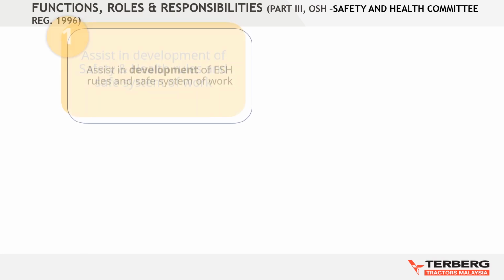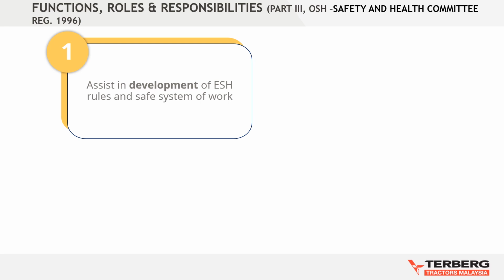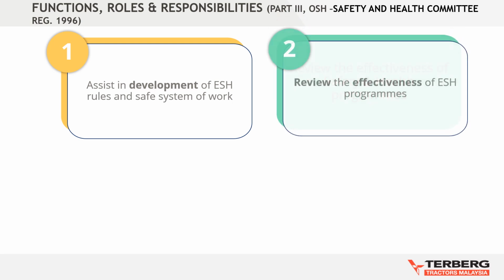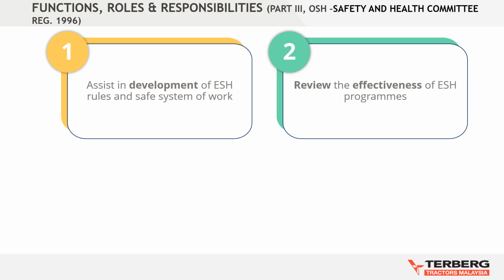There are 4 important roles and responsibilities of the committee members. First and foremost, to assist in development of safety and health rules and safe system of work. Next, functions is to review the effectiveness of the safety and health programs.